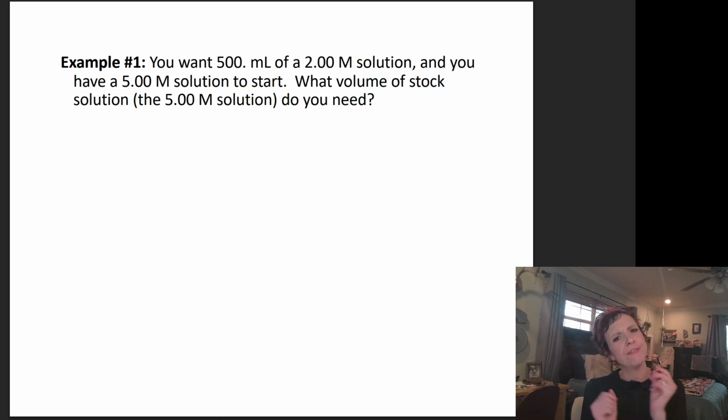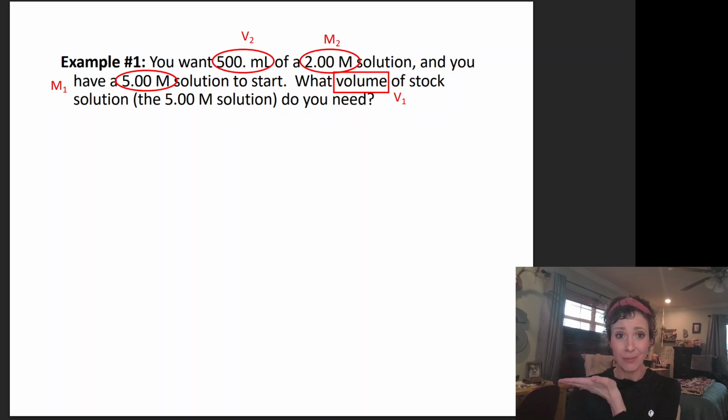And you have a 5 molar, a more concentrated 5 molar solution to start with. Well, what volume of that stock solution, that more concentrated 5 molar solution, do you need? So with these numbers in the problem, I've already identified that this is what I want. This is my M2 and my V2. My concentrated original molar stock solution is 5 molar, and I want to know how much volume of that I need to pull from it and then water it down with water to get to 500 milliliters.